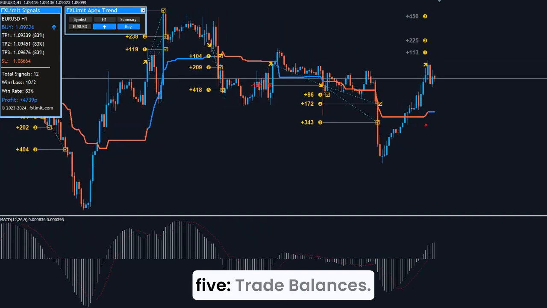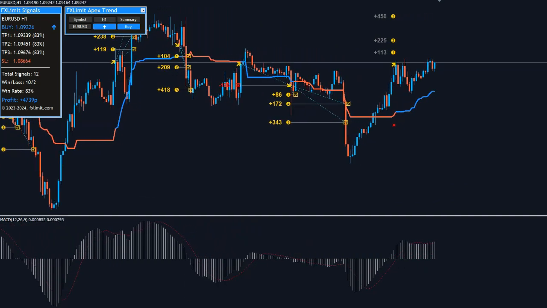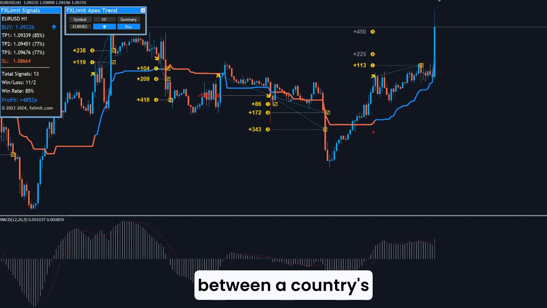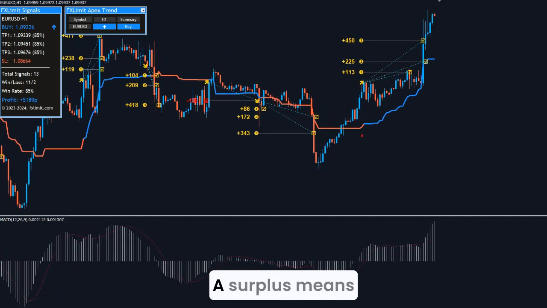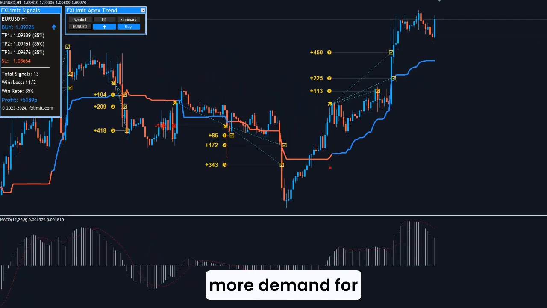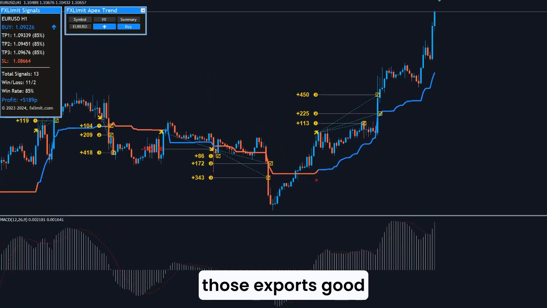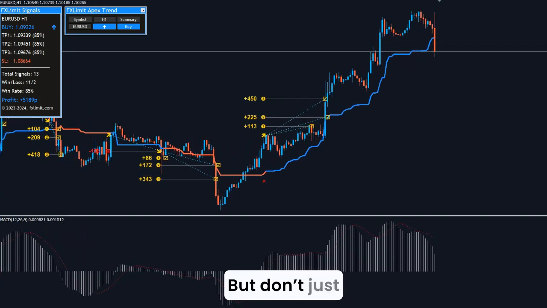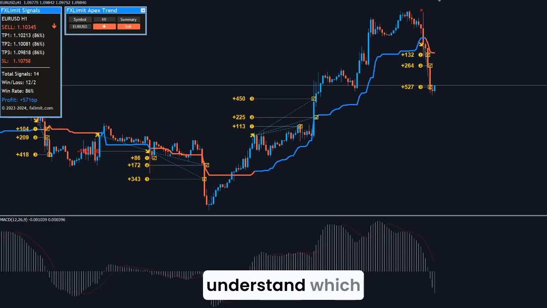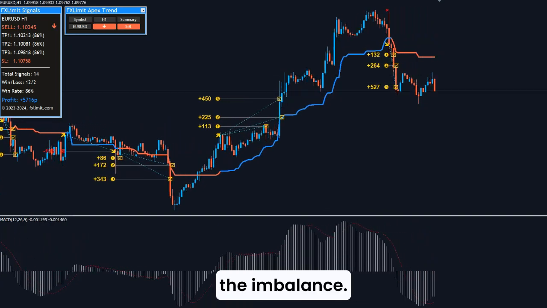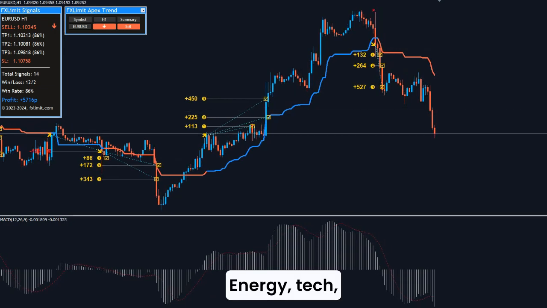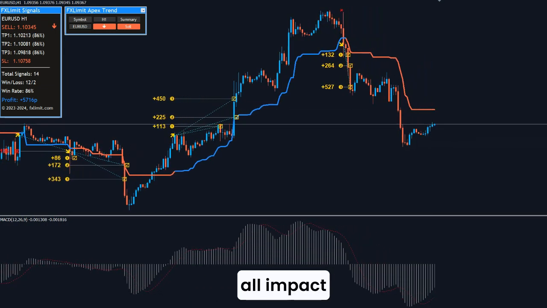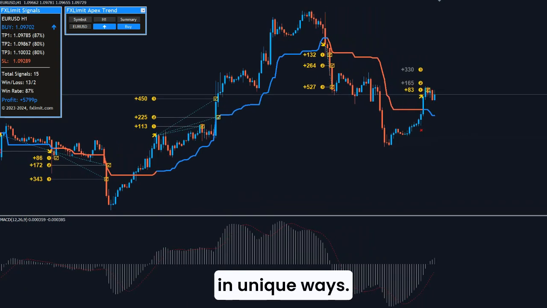And finally, number 5, trade balances. This shows the difference between a country's exports and imports. A surplus means more demand for the currency to buy those exports, good for the currency. A deficit can signal weakness, but don't just watch the number. Understand which sectors are driving the imbalance. Energy, tech, agriculture, they all impact different currencies in unique ways.